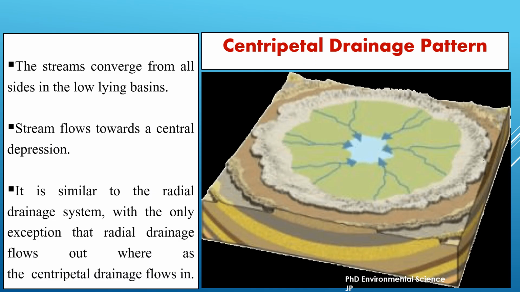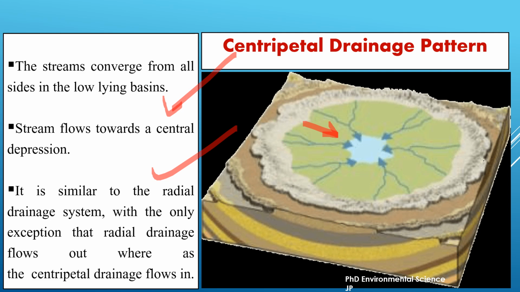Centripetal drainage pattern. It is characterized by streams and rivers converging from all sides towards a central depression or basin. Unlike the radial drainage pattern, which radiates outwards, it involves water flowing inwards towards a low-lying area. Streams and rivers flow towards a central low-lying basin or depression in the landscape. This central area typically collects water from the surrounding regions.